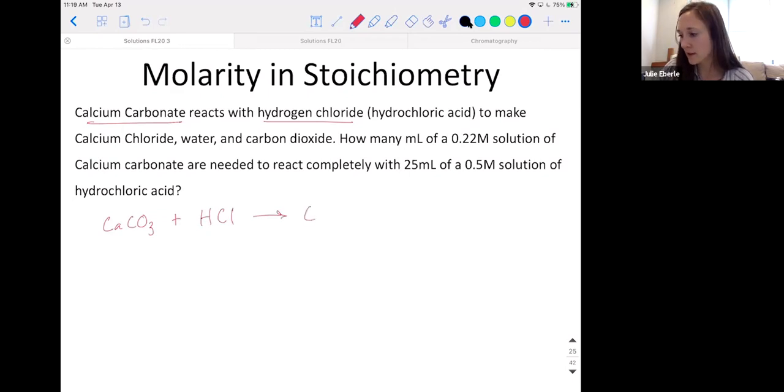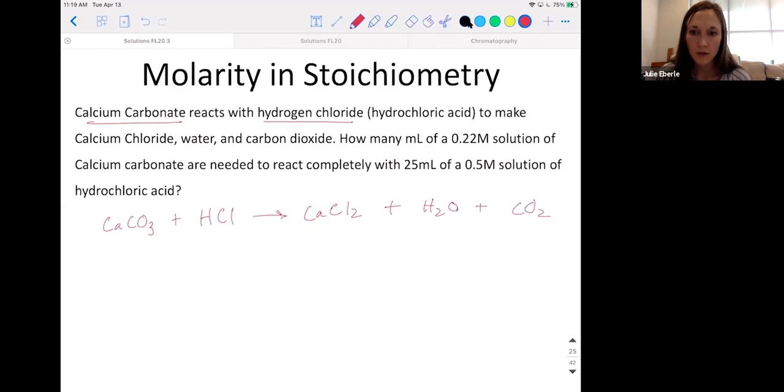What would that be? Obviously calcium. How many chlorides do I need? Thank you, Kennedy. Plus water, H2O, and CO2. All right, there's our reaction, but it's not balanced.